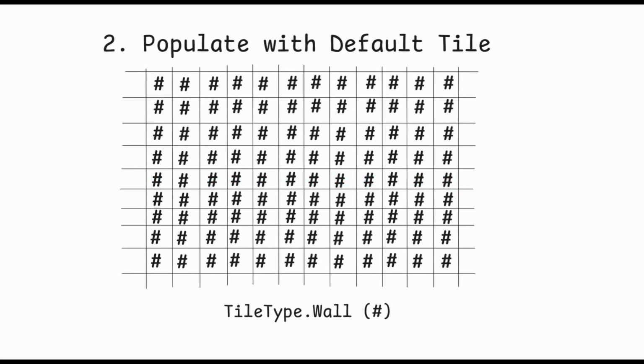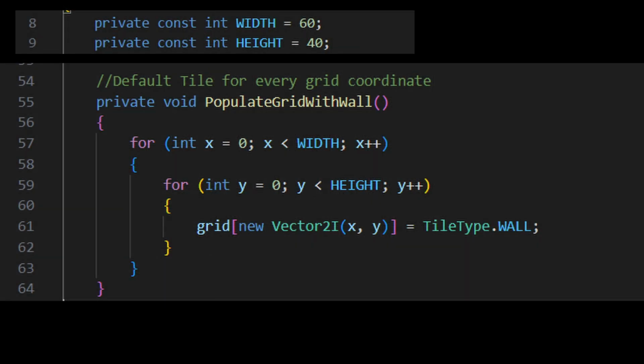Secondly, we populate all tiles with a default tile. In this case, we use the wall tile. In code, we will use 2 for loops and populate each coordinate. This is how it would look like currently. I'm using a tile map for easy showcase.